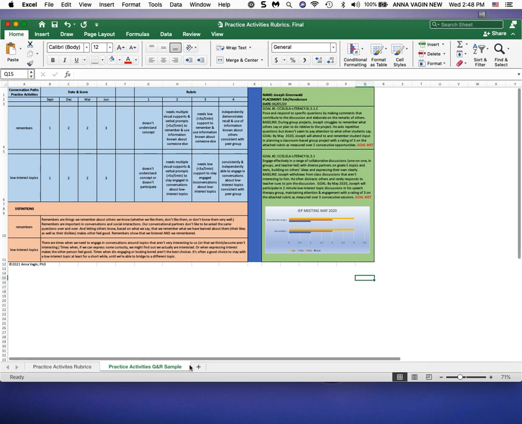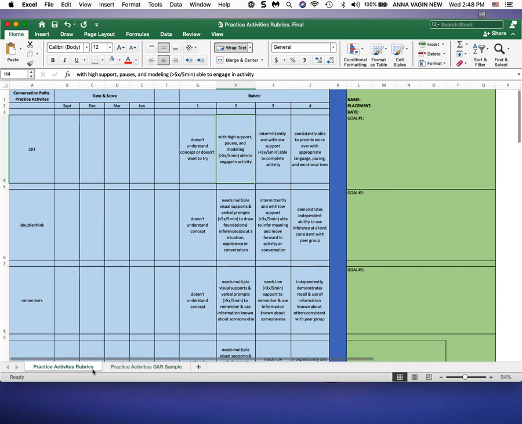Remember, sheet 2 is just an example. You don't have to keep it. If you've looked at it, you don't need to see it again. Just delete it so that it doesn't clutter up your files. Sheet 1 is your rubric. That's the one you want to hang on to.